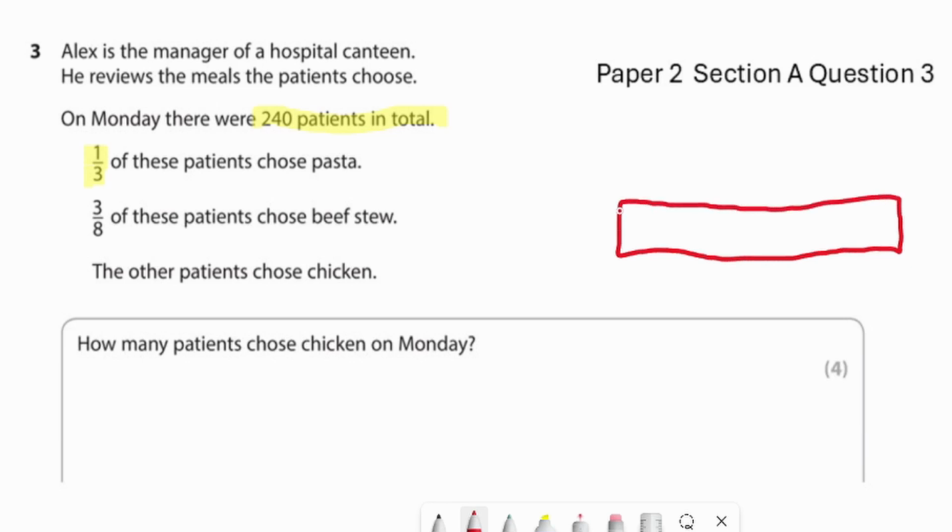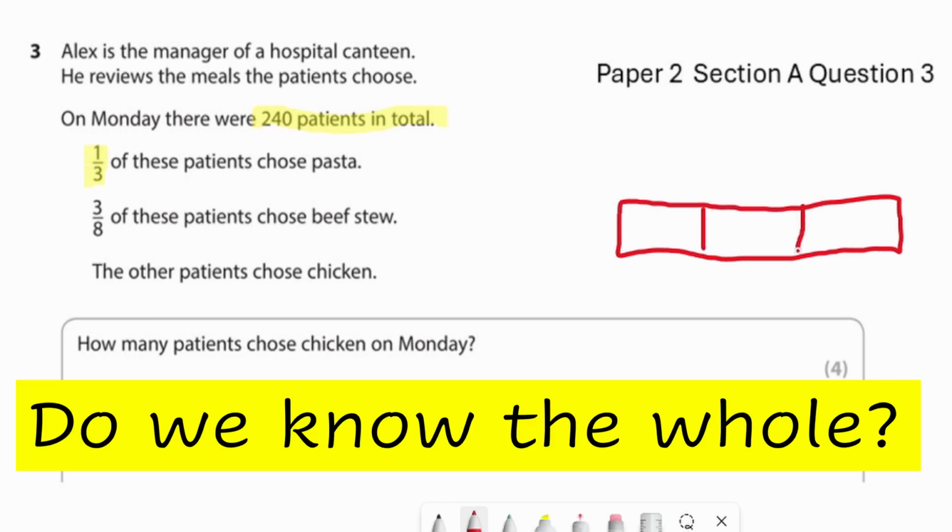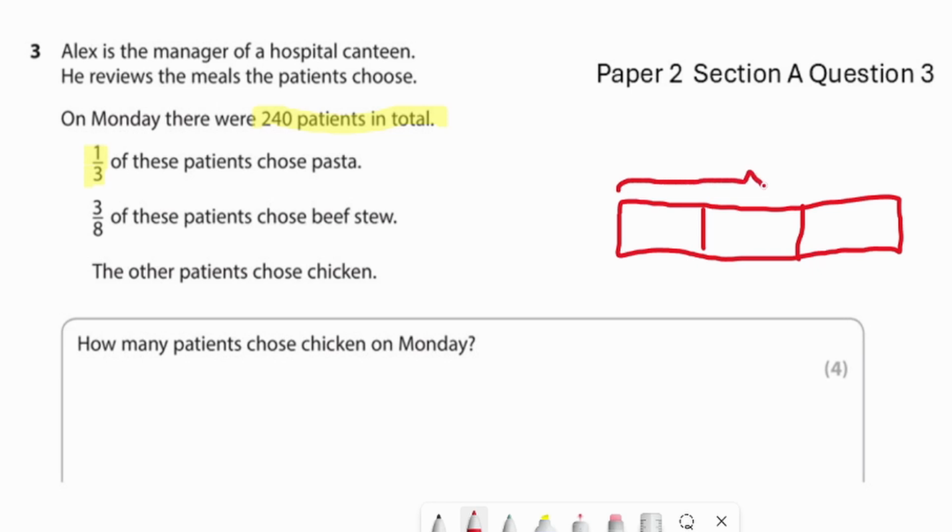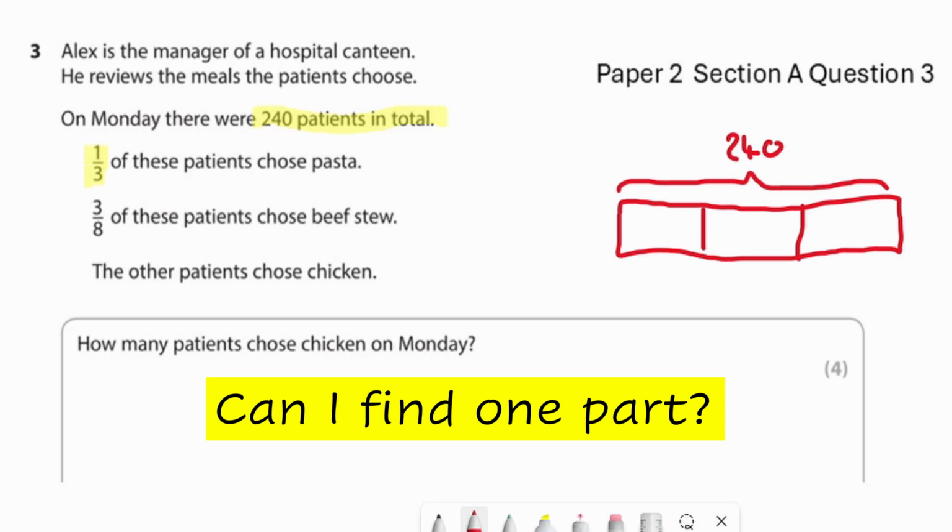And then you must ask yourself, do we know the whole? And the answer to that is yes. It tells us there are 240 patients in total. So that's the whole amount of patients. So we're just going to make a note of that, and then we need to ask ourselves, can I find one part? And hopefully you can see from the bar diagram here that yes, the way to find one part here is to do 240 divided by 3, and then we will know what one part is.